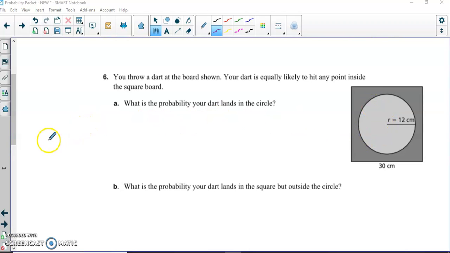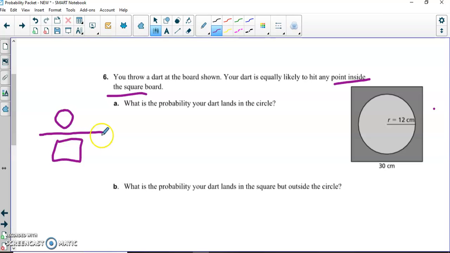Okay, so probability is what you want over all the possibilities of what you can get. What you want is in the circle, so I'm going to draw a circle here. This helps me. Everything you can get, it says that it's definitely going to hit inside the square, right? So it's not going to hit like here. So that means all of the possibilities would be the whole square.